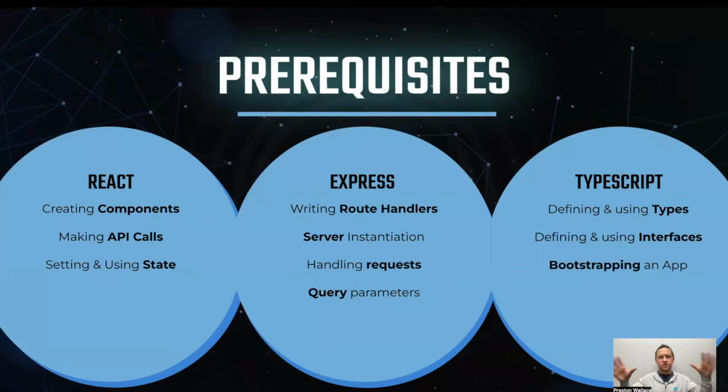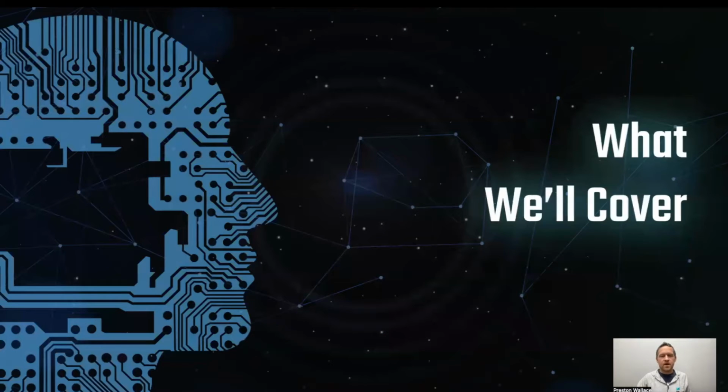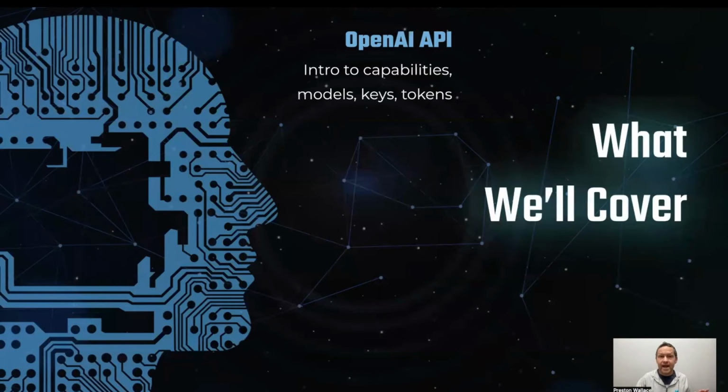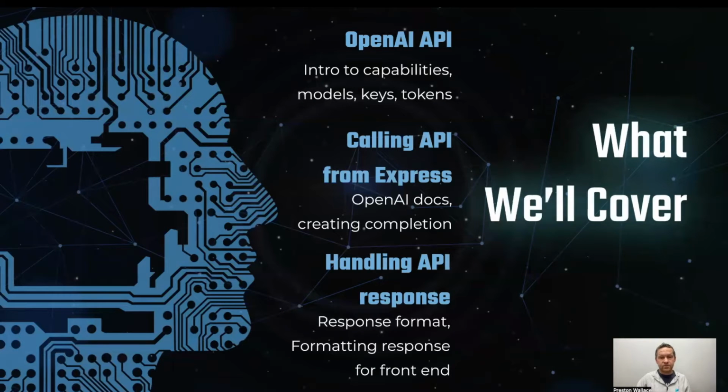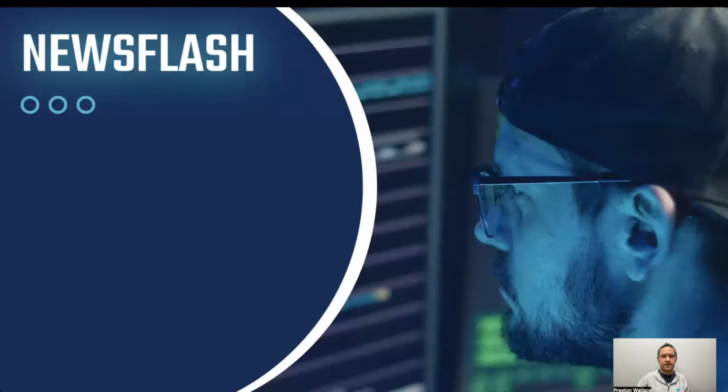Today, we're going to be talking about quite a few things, some of the things that I kind of expect you to know, but even if you don't know these things, it's not a big deal. A few things about React, a few things about Express and TypeScript, just the basics, using types and interfaces and bootstrapping an app, because all of these things are going to be pre-built for us in the demo. What we'll cover is the OpenAI API, intro to its capabilities, models, keys, tokens, calling that API from Express in an application, and handling that response when it comes back for the front end.